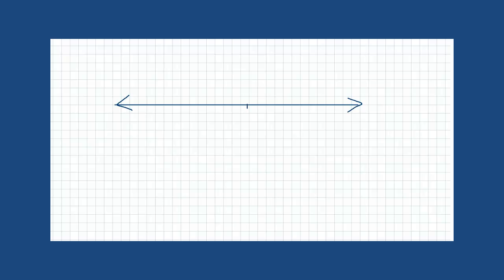In the middle, we can say that we have 0. When we go to the right, we will go positive. So we have positive 1, positive 2, positive 3, and so on. While if we go to the left, we will have the negative numbers, -1, -2, -3, and so on.